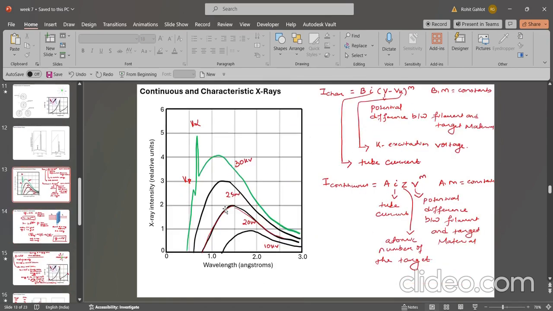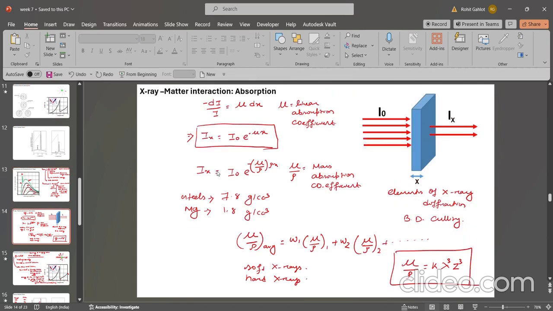So here this is 10 kV, this is 20, this is 25, this is 30. As the voltage increases, K alpha and K beta are generated. K beta can be removed by the nickel filter, and this is your characteristic X-ray. These are your continuous spectrum. The continuous spectrum depends on the tube current, voltage, and atomic number, while the characteristic X-ray depends additionally on the excitation voltage of that particular material. Okay, so this is how the interaction or absorption is determined.